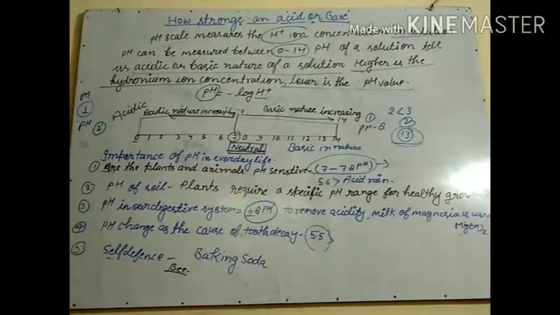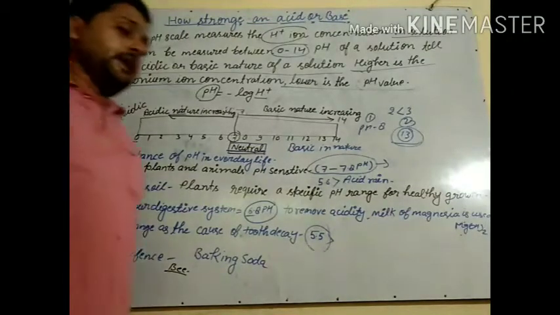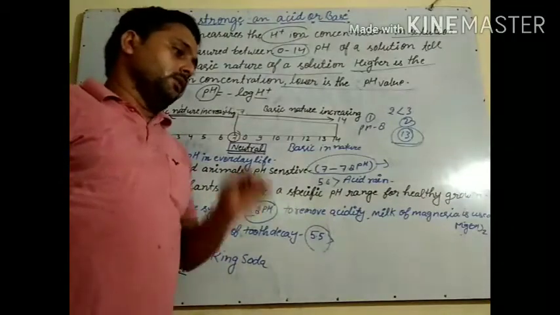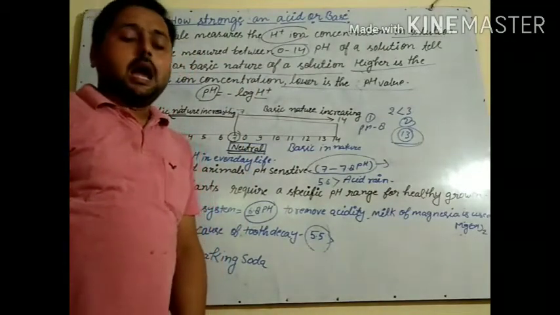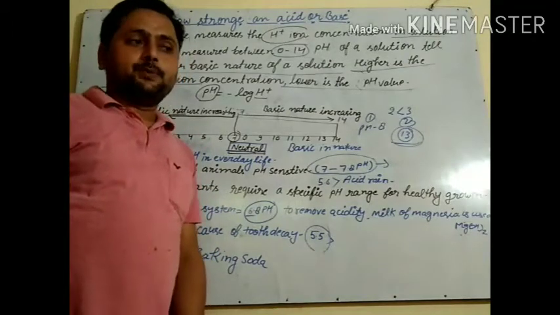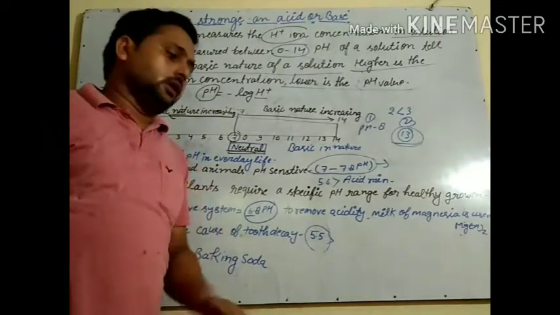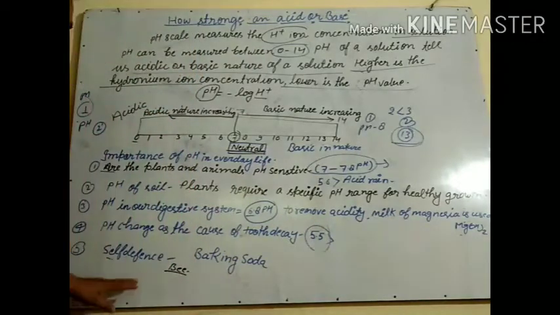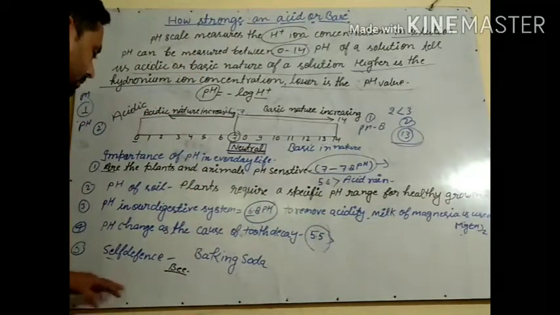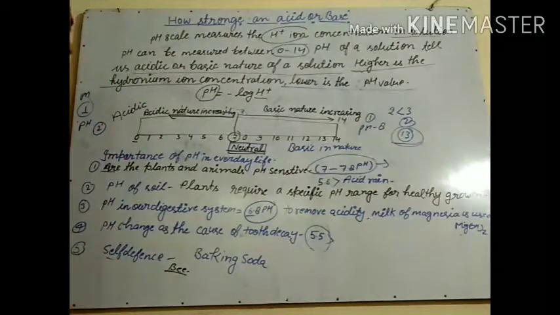Next is self-defense. You know that whenever a bee stings us, that causes pain and irritation, and that pain can be removed by rubbing baking soda around the area.